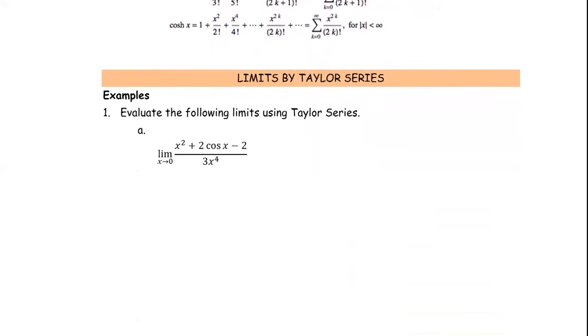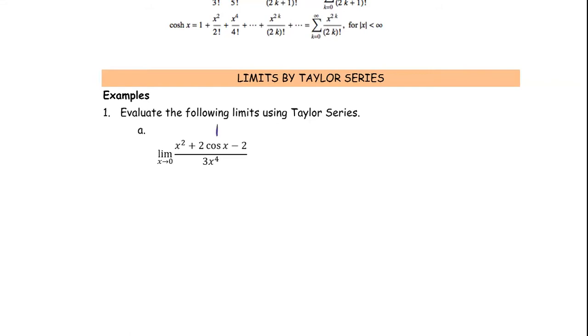Limits by Taylor series. Evaluate the following limits using Taylor series. In part A, the limit as x approaches 0 of the function x squared plus 2 times cosine x minus 2, divided by 3 times x to the fourth. This is the limit of the quotient, an indeterminate form. So we could evaluate this one by using L'Hopital's rule as we learned in Calculus 1. But this time, we are going to evaluate the limit using the Taylor series.